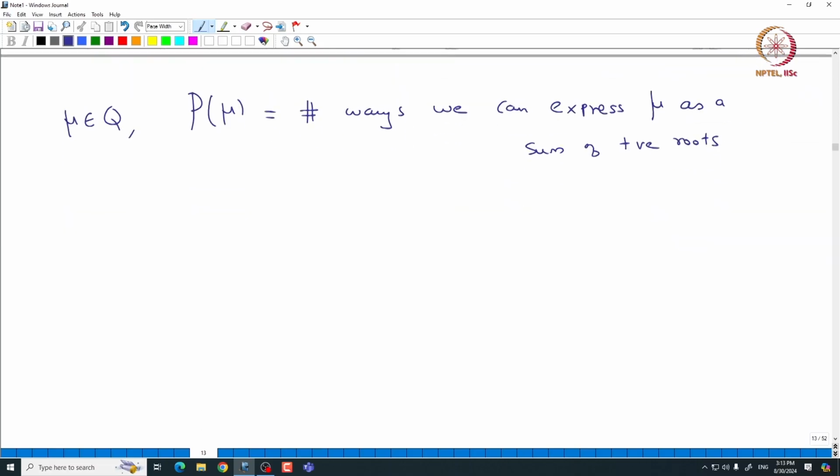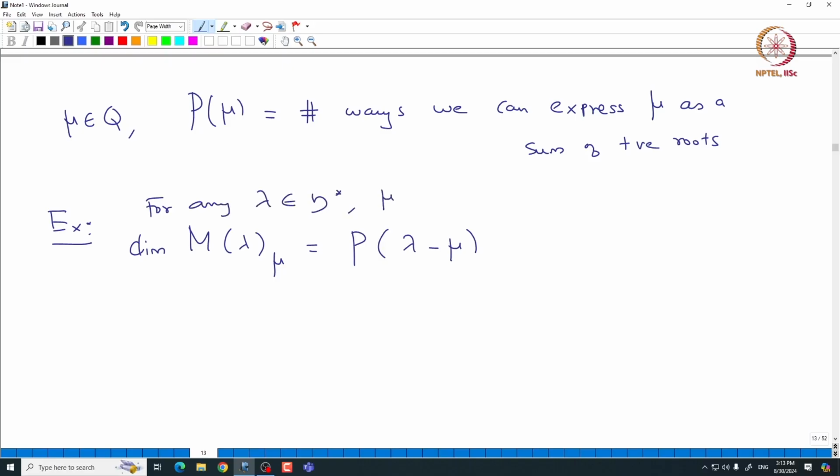Now it is an elementary exercise that if you take the Verma module for any given lambda in H star, the multiplicity of the mu-th weight space, that is the dimension, is given by the partition function on lambda minus mu. This is true for any lambda and mu in H star. I will leave it as an exercise because this just comes from the definition.